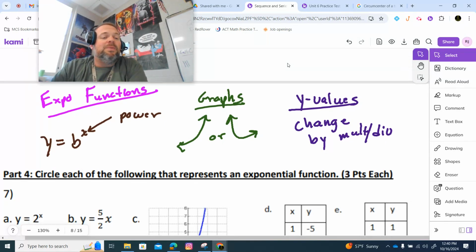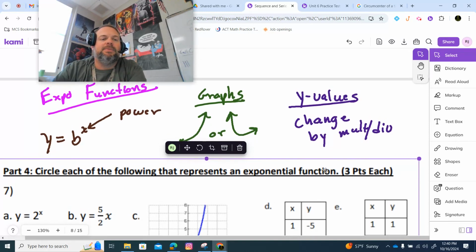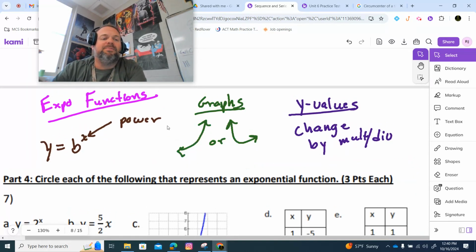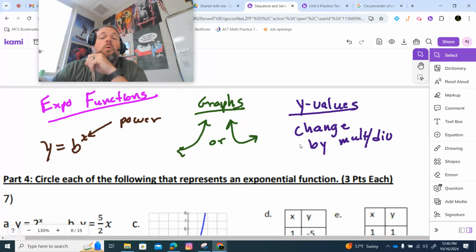All right. So it says circle each of the following that represents an exponential function. 3 points each. So this is a representation for exponential functions. X is the power. I thought more people knew what an exponent is. They didn't. So power, they do know. Okay. The graphs look like this. Okay. The y values change by multiplying and dividing.